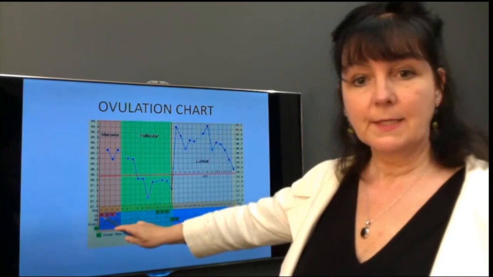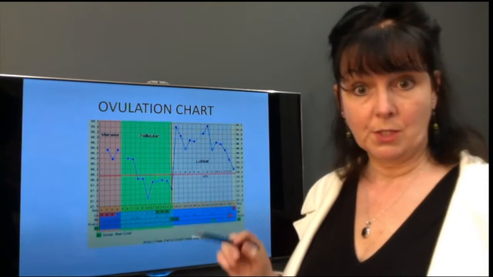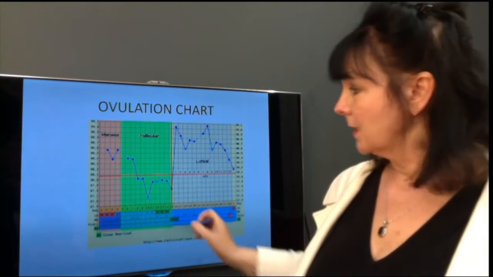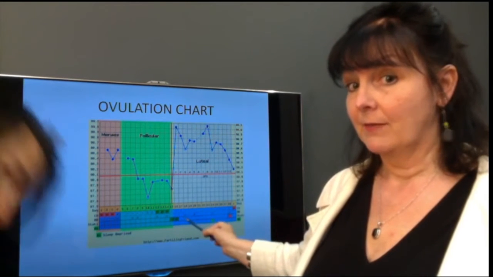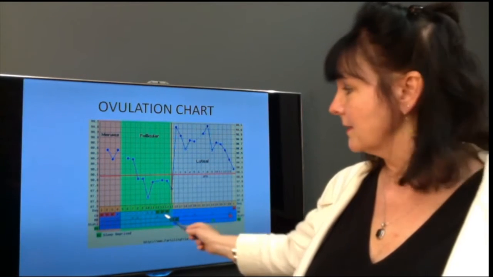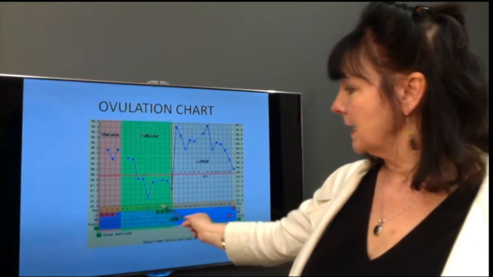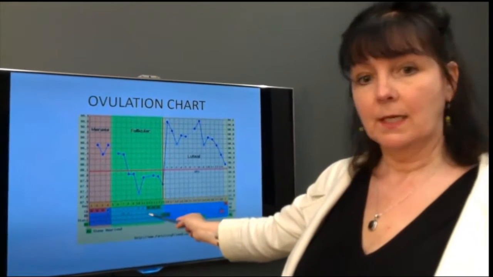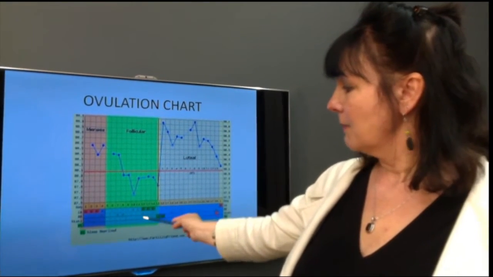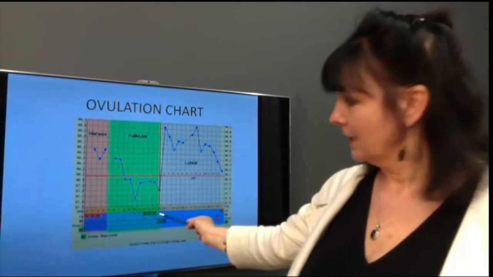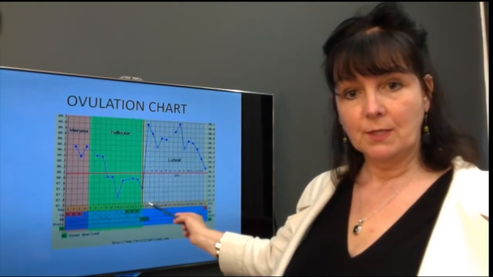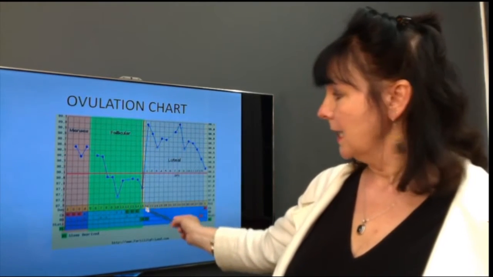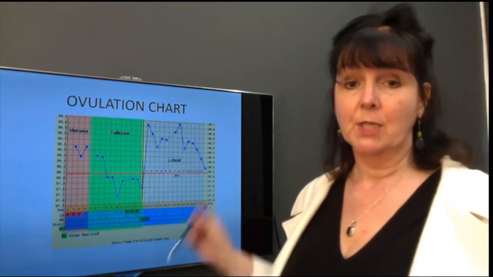Underneath CM we have BD, which, if you remember, is baby dance. So it's a lovely, discreet way of making sure that you know when your clients are having sex, so they're getting the timing right. All right. And what we can see here is that this client managed to have baby dancing twice during the time that she was producing the correct cervical mucus, and certainly leading up to ovulation, and that's perfect.